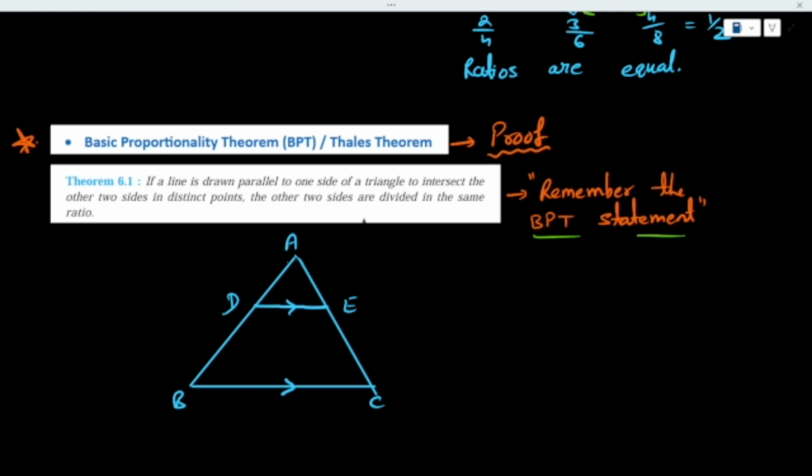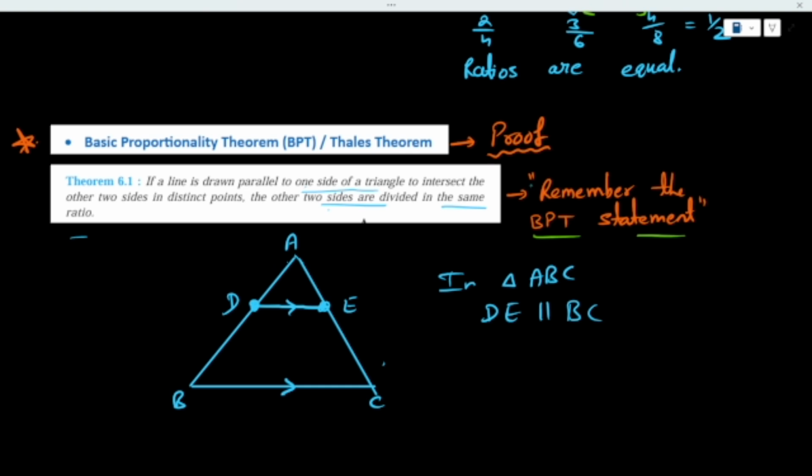In a triangle ABC, if DE is parallel to BC. What is given here in triangle ABC? If a line segment is parallel to one of the sides of the triangle and intersects the triangle at two distinct points on the other two sides, then the other two sides are divided in the same ratio. That means if DE is parallel to BC and DE is cutting AB and AC at D and E.